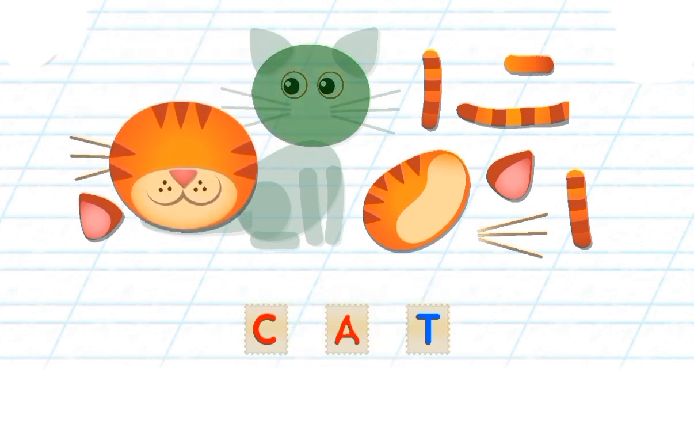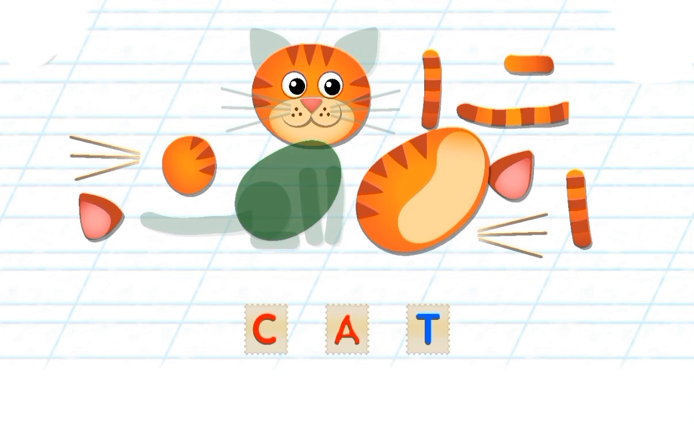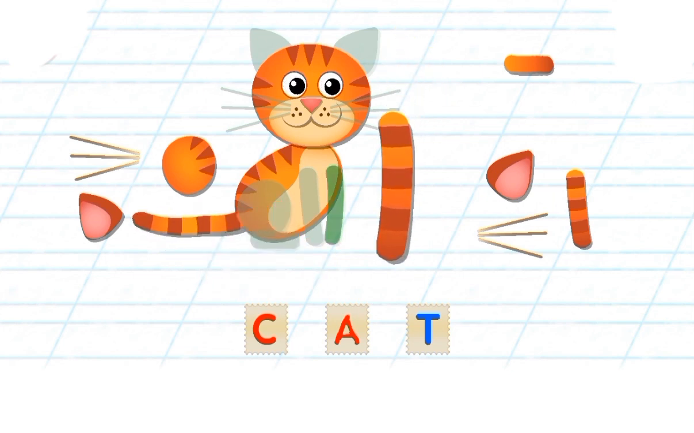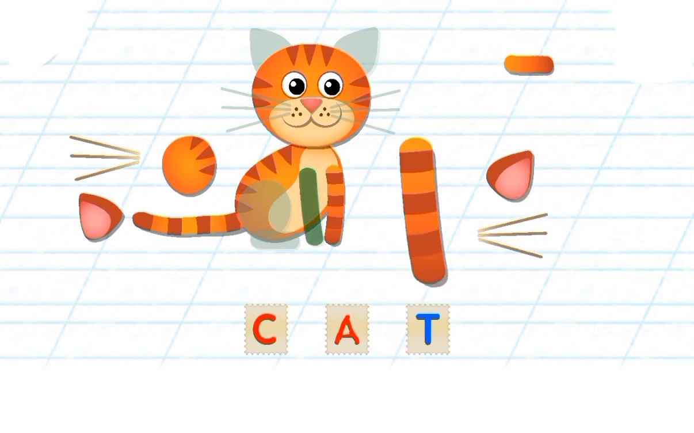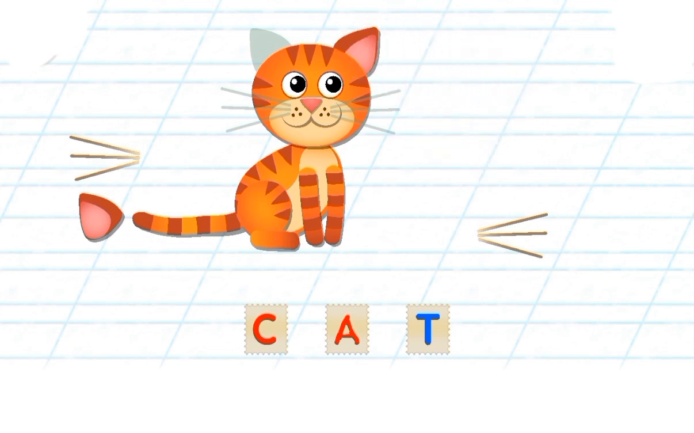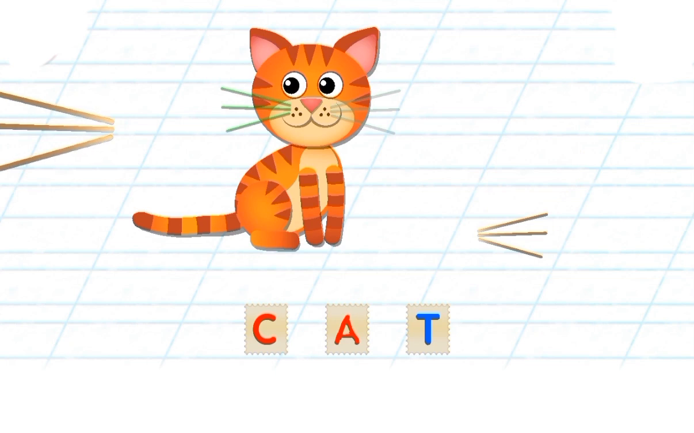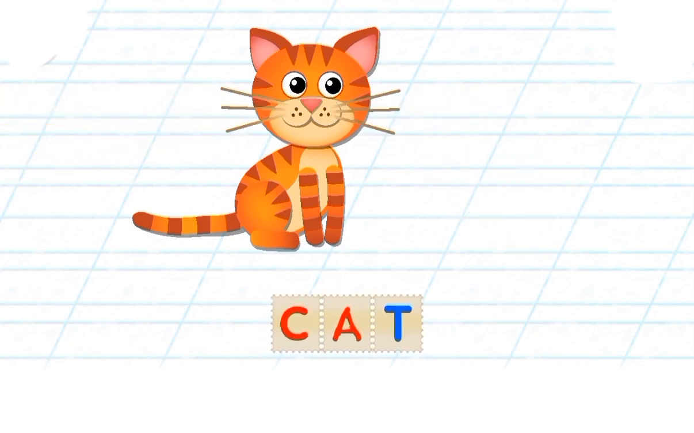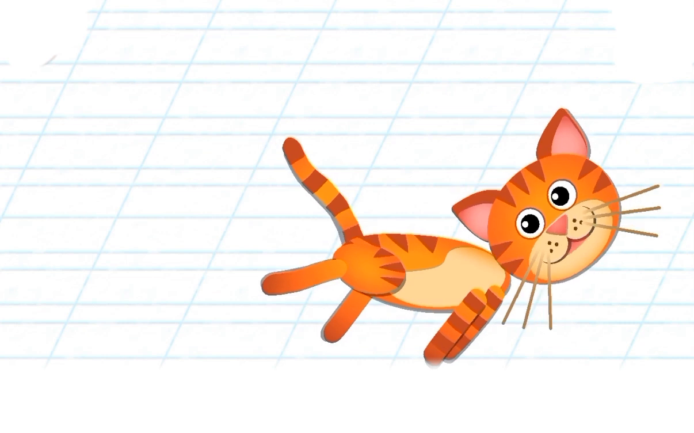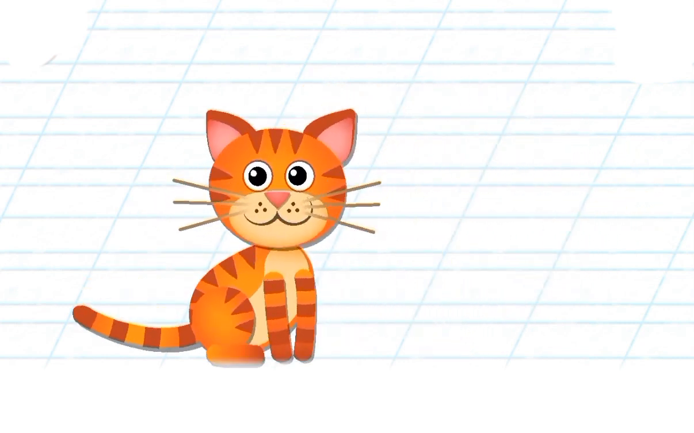Let's put it all together and find out. There's a head and a body and a squiggly wiggly tail. Some legs. Oh, another leg. It's got two ears and whiskers. Do you know what that is? Well, I know. It's a cat. It's a cat. Meow. Isn't it adorable?